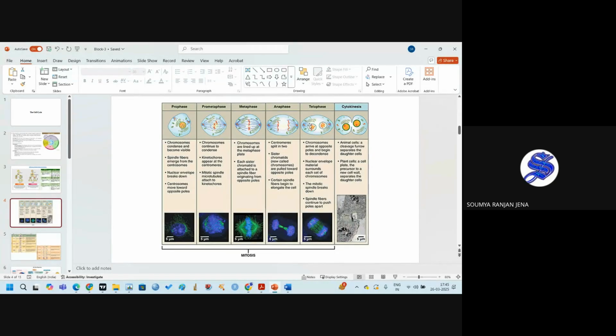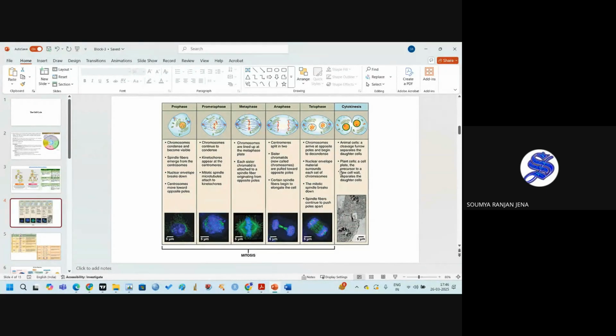The nuclear envelope is formed over these daughter nuclei, and the mitotic spindle also breaks down because here the cell will be separated into two parts. The spindle fibers continue to push the poles apart, and the spindle fibers continue pulling these two daughter nuclei. And then after karyokinesis, meaning division of the nucleus, cytokinesis occurs. In the cytokinesis process, the cleavage furrow separates the daughter nuclei. This is called the contractile ring.